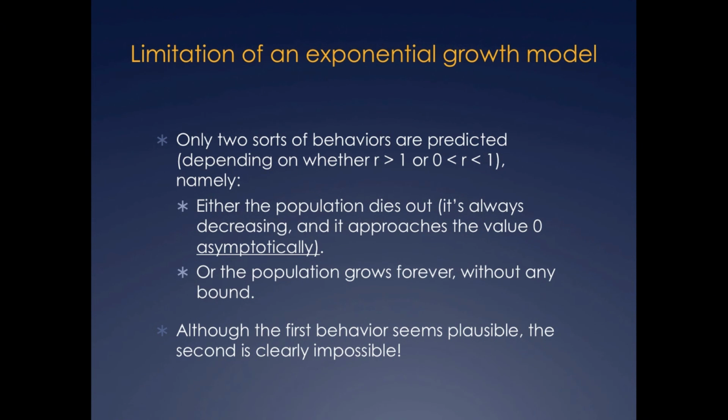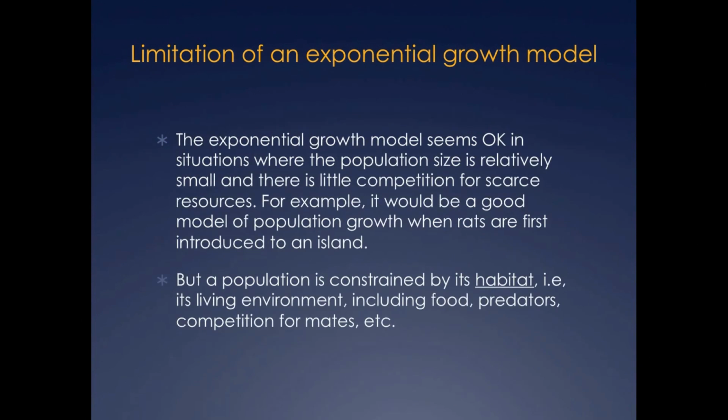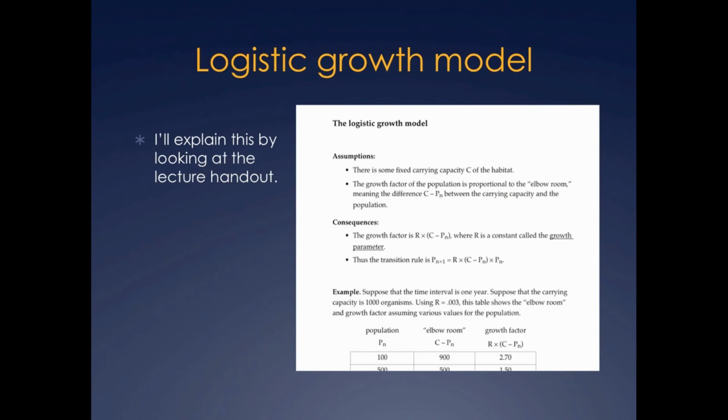Based on this criticism, we're going to look at a third type of model. You see, the exponential growth model might be okay, even as a growth model, in a situation where the population size is relatively small and there's little competition for scarce resources. But in general, as we know, population is constrained by its habitat, meaning its living environment. So let's try to bring that into our model in some way. And that leads us to this idea of a logistic growth model.